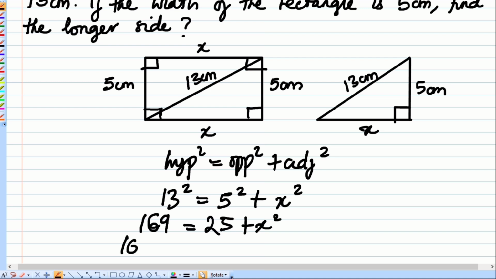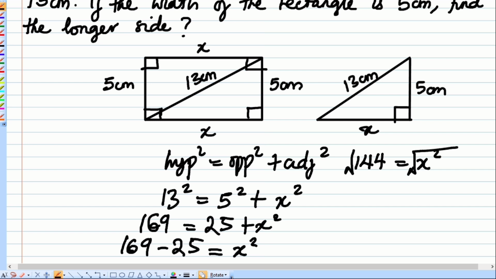So collecting like terms, we have 169. The positive 25 is going to become negative when it crosses, is equal to x squared. So 169 minus 25 would be 144. So we have 144 is equal to x squared. To get rid of the square, we just take the square root of both sides. So this will cancel. We now have x equal to the square root of 144.